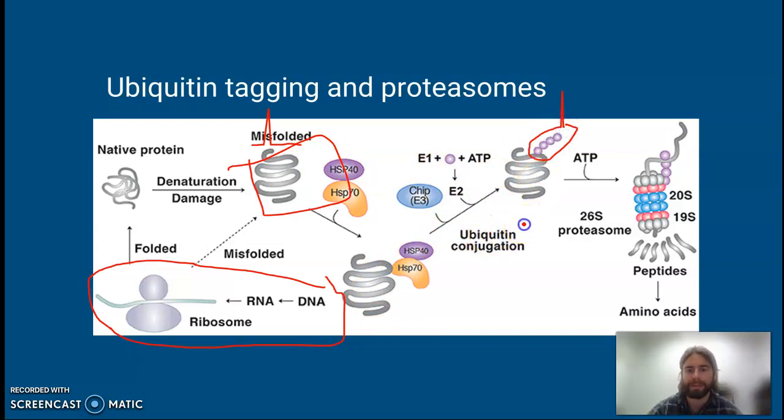Once it's identified as misfolded, it will be tagged by enzymes with these little circles here called ubiquitin. And ubiquitin is essentially a tag that attracts these larger protein digesters called proteasomes. These proteasomes will act as a little shredder that interacts with these ubiquitin tags and shreds the protein back down into its amino acids. So it's essentially digesting fully made proteins back into their amino acid components.